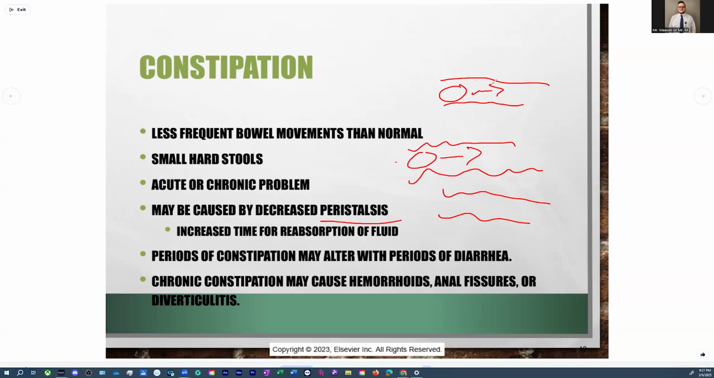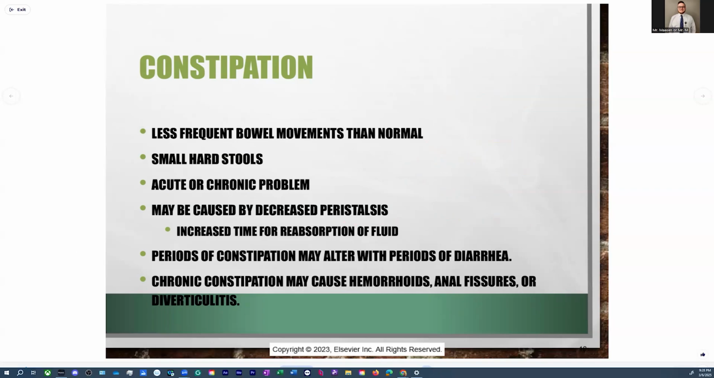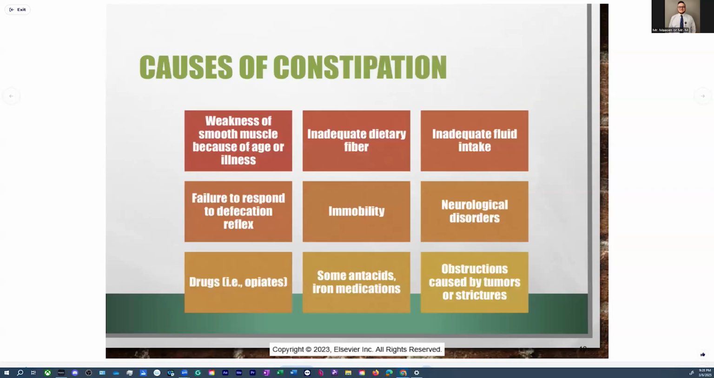Think of decreased peristalsis as muscular disorders, but also geriatrics, older age. Everything slows down. Metabolism, especially smooth muscle and skeletal muscle function, all slow down the older we get. And so constipation is a common concern for your geriatric population, for sure. Very, very common. Some of the causes, again, think weak smooth muscle. Again, geriatrics, a muscular disorder.